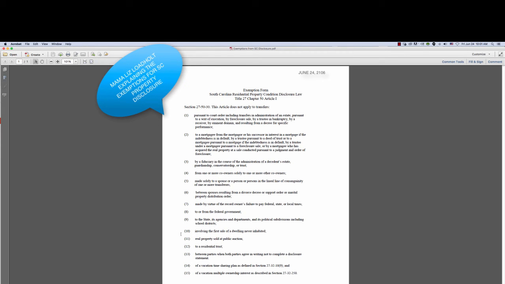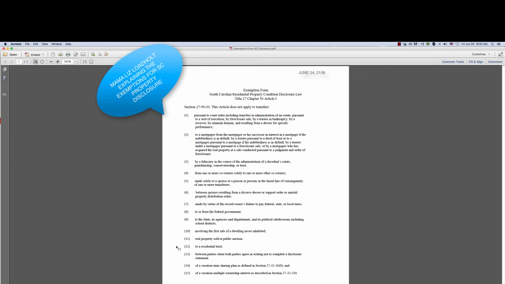Number 10, involving the first sale of a dwelling never inhabited. New construction, that is an exemption. New construction builders do not have to provide a property disclosure. Number 11, real property sold at public auctions. So the auctioneers, the people who are selling the property at auction, do not have to provide a property disclosure. However, if you purchase it from an auction, when you get ready to sell it, you have to have a property disclosure.